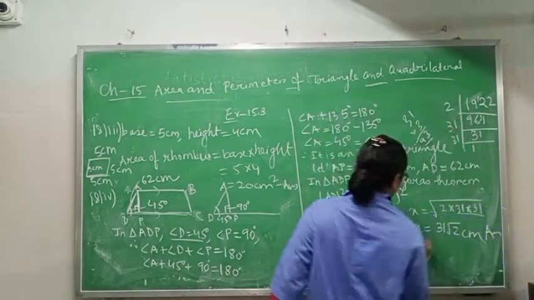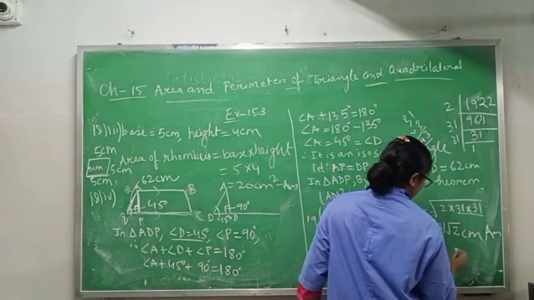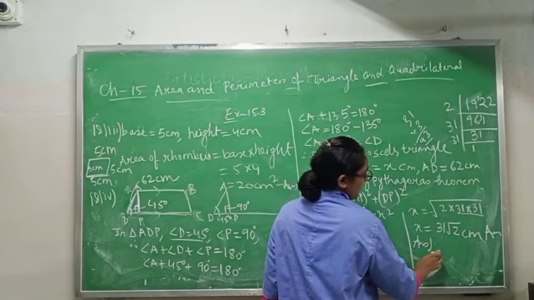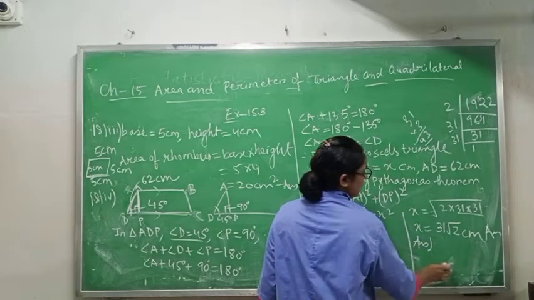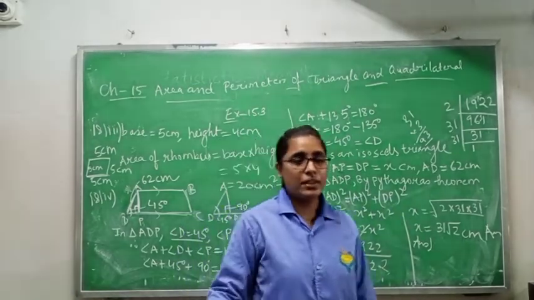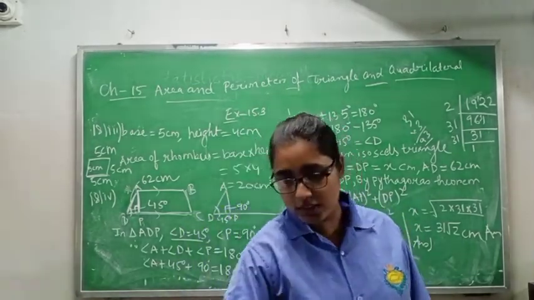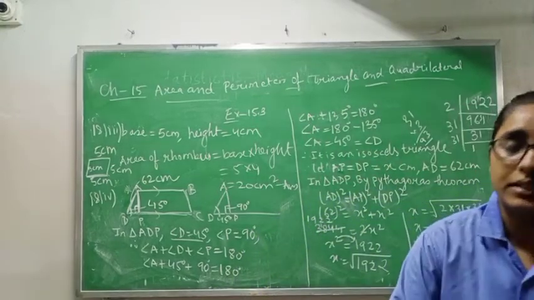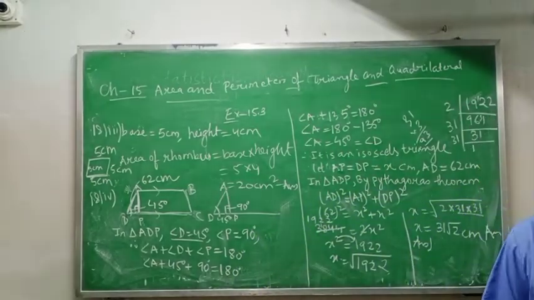So what will be your answer? You will write perpendicular distance between two parallel sides will be 31 root 2 centimeter. Please write it on your own that perpendicular distance between two parallel sides is 31 root 2 centimeter.